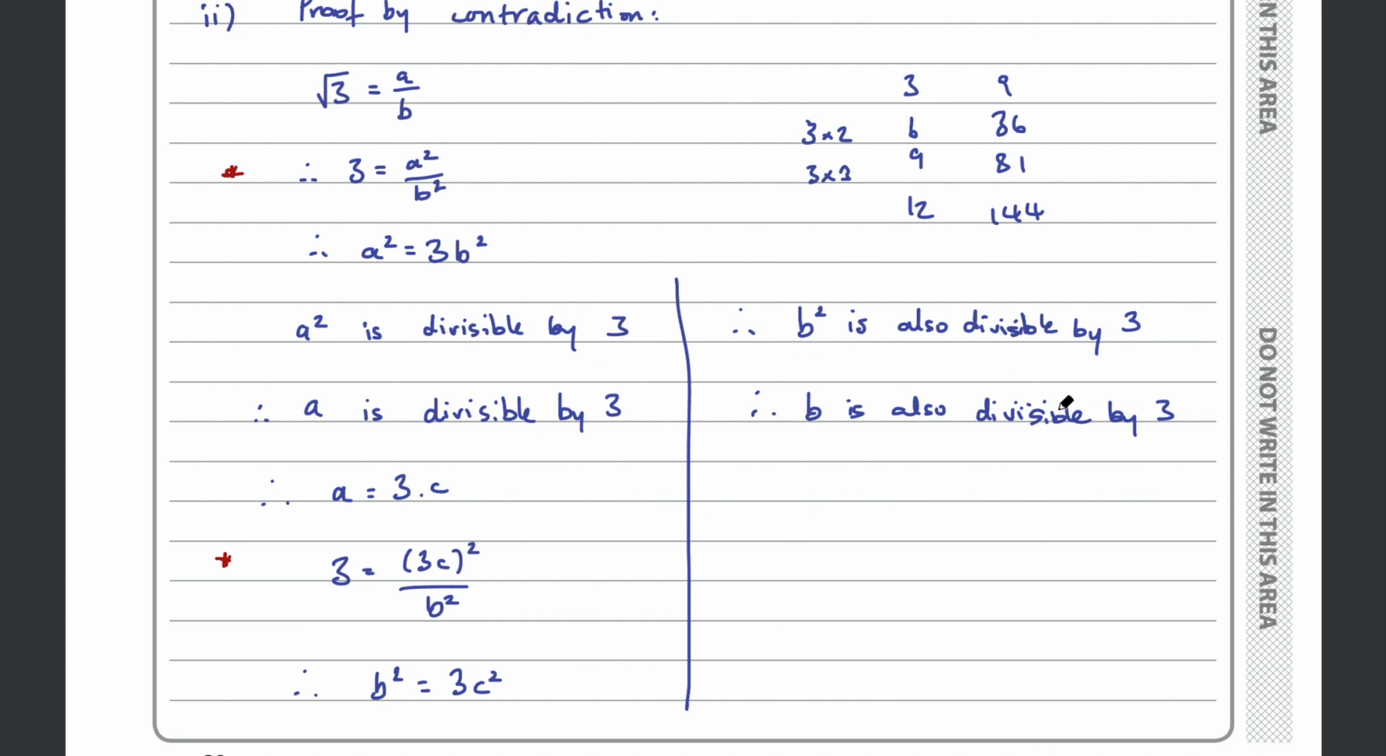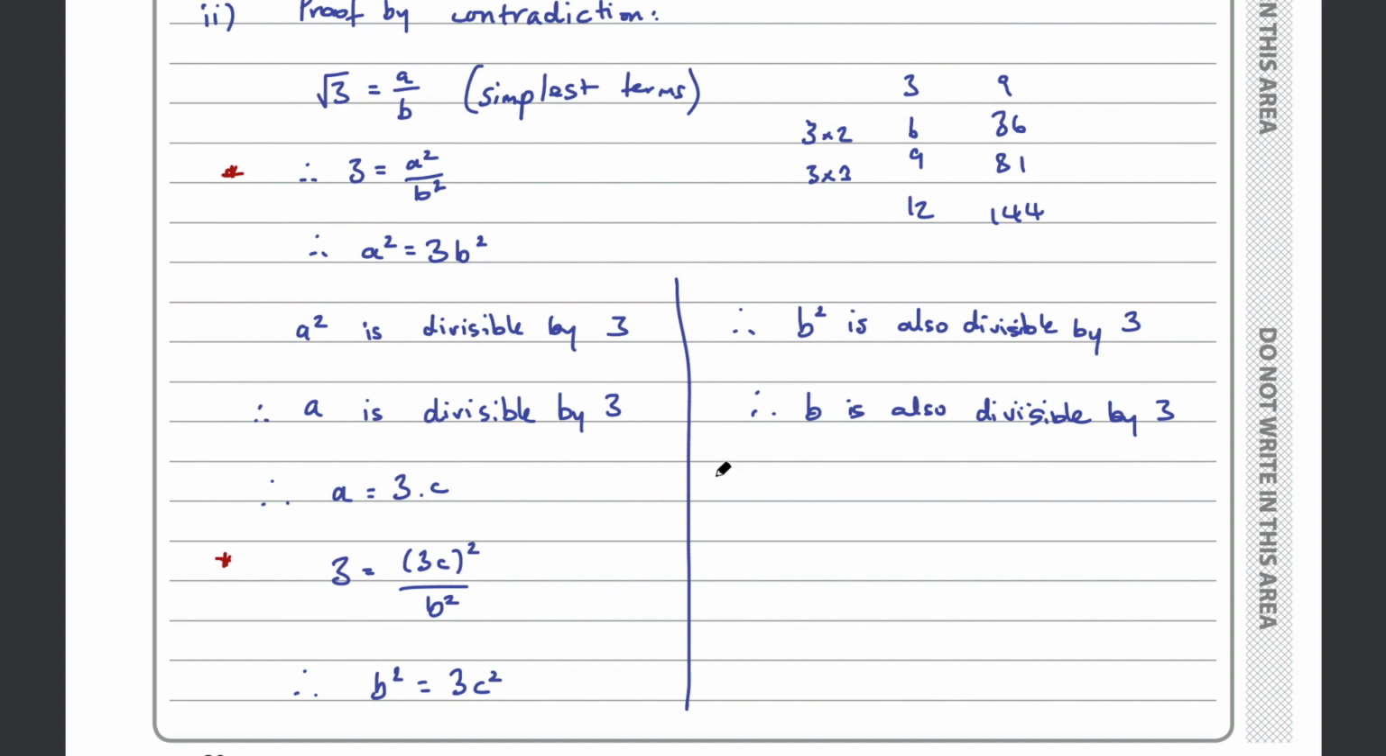And now we have a contradiction, right? We said root 3 was equal to a on b in simplest terms. So we said these two integers were not sharing any factors. It was the simplest possible fraction. But we also know that a and b are both multiples of 3. So we have a contradiction there, and that contradiction implies that root 3 cannot be written as a rational number. So that's the idea behind proof by contradiction.